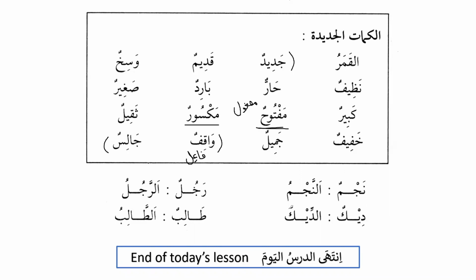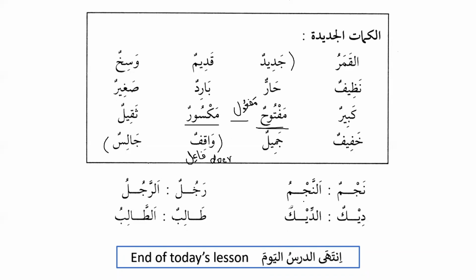The harakat will not change. I mean, the pattern will be the same. However, the ending can be maf'ulun, maf'ulan, maf'ulin, fa'ilun, fa'ilan, fa'ilin. So fa'ilun is what? It is the doer of the action. And maf'ulun is the receiver of the action. This is active and this is passive.